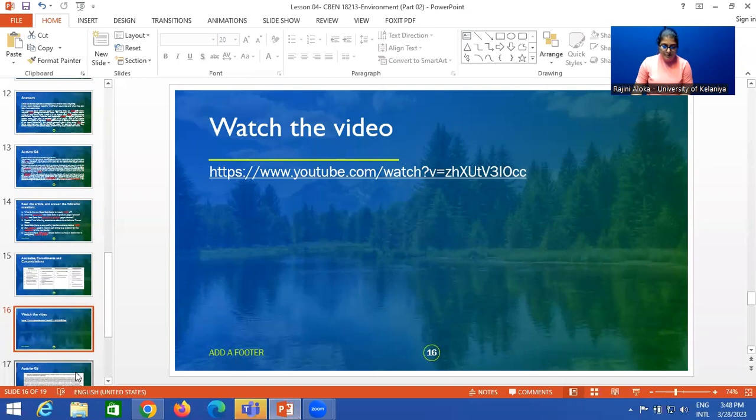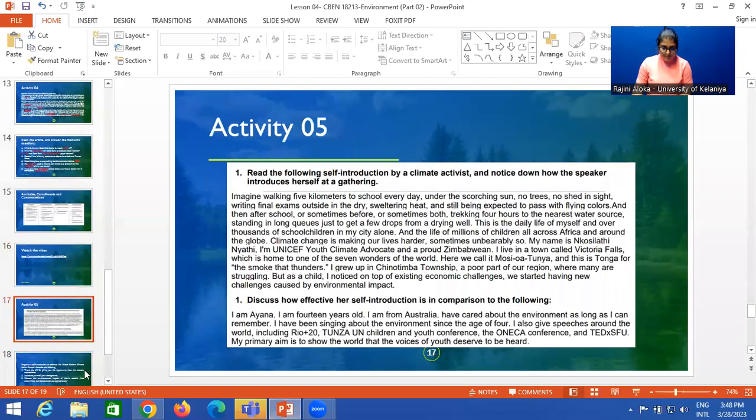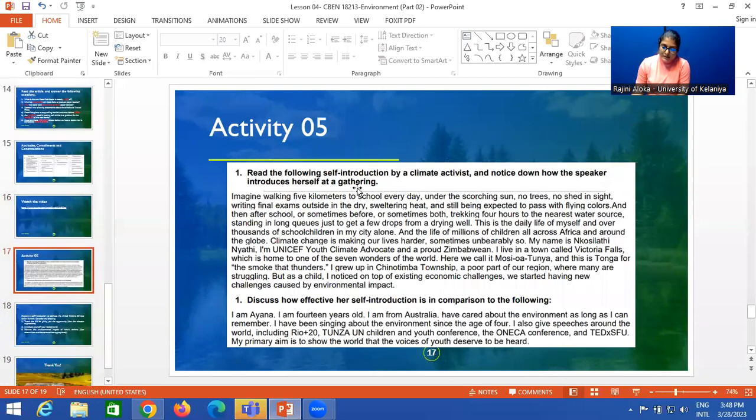Okay, let's move to the final activity. We have read the following self-introduction by a climate activist. A climate activist is a person who talks on behalf of the climate change issues, someone who works for it. Okay, and note down how the speaker introduces herself at a gathering.